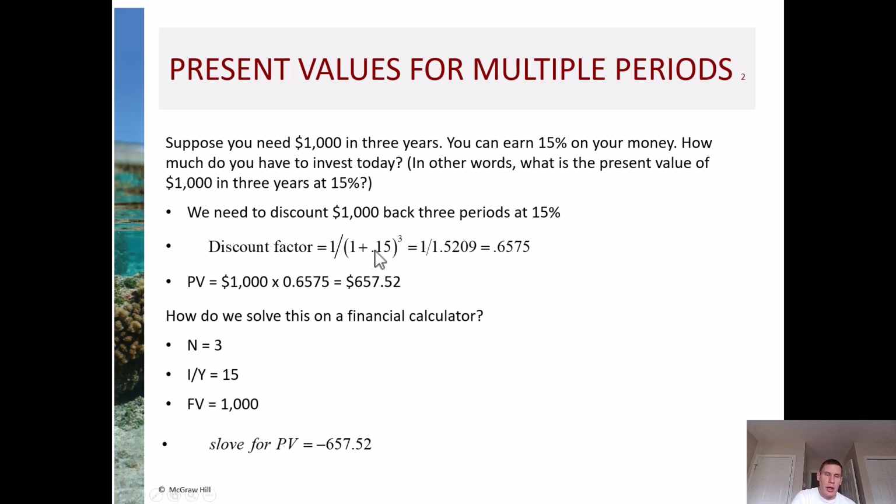So the discount factor is 1 over 1 plus 0.15. That's the interest rate, right? 15%, 3 periods, so to the power of 3, and we get 0.6575. Then we just have to multiply the 1,000 by the factor, the 0.6575. So we get 657.52. So what they're saying is that if you want the 1,000 in 3 years, assuming a 15% discount rate, today, right now, the present value of that is 657.52. And then there's some little information down here as far as if you want to put it in on the calculator.